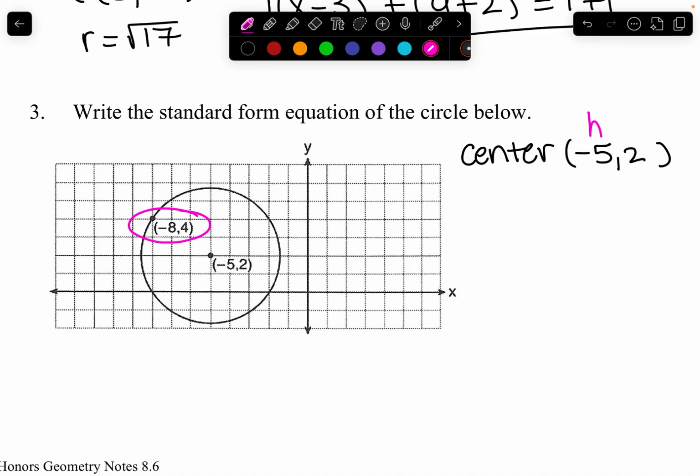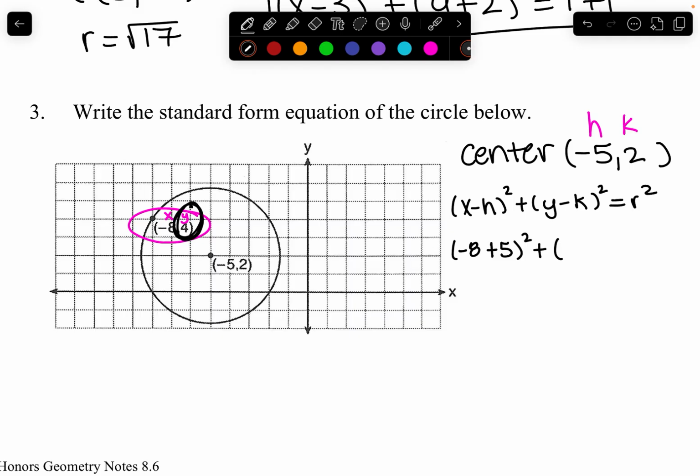So my center is still going to be h and k, but then this other point, I'm going to plug in for x and y in my equation. I'm just going to write this down really fast so you can see what I'm doing. The x value that I'm going to use is this -8 that I have over here. So we're going to have (-8 minus -5), which becomes -8 plus 5, squared. The y value that I'm going to use is this one over here, it's 4 minus 2. That's my k value, and that's going to equal r squared.